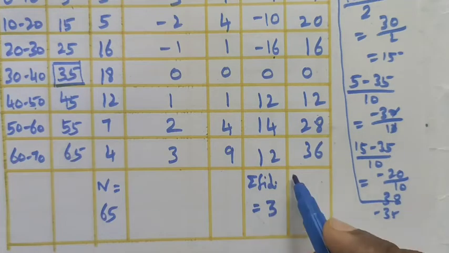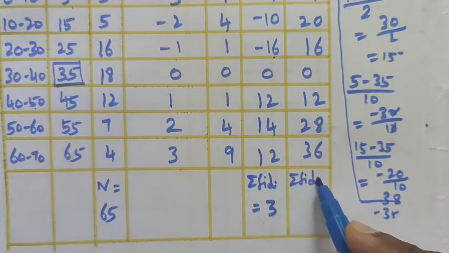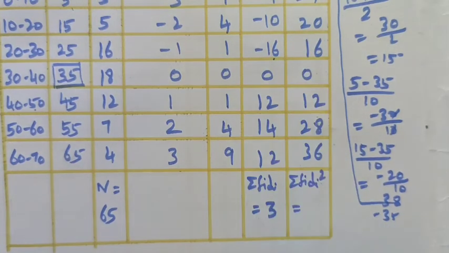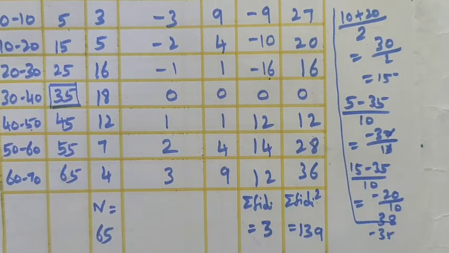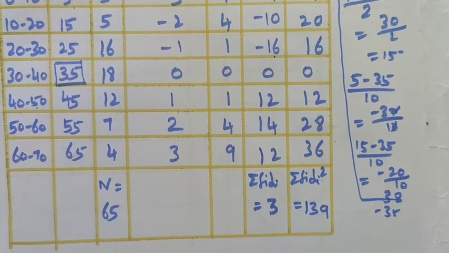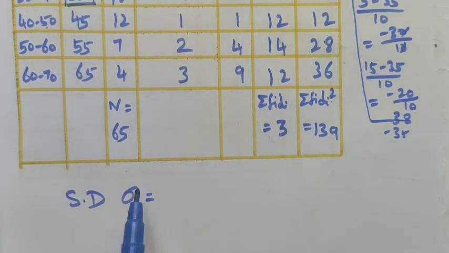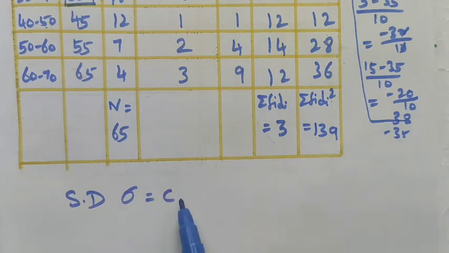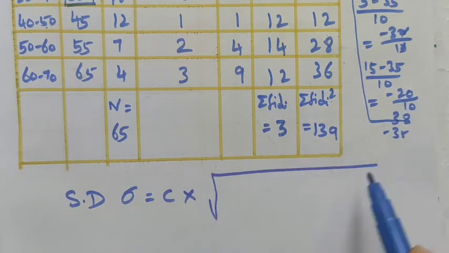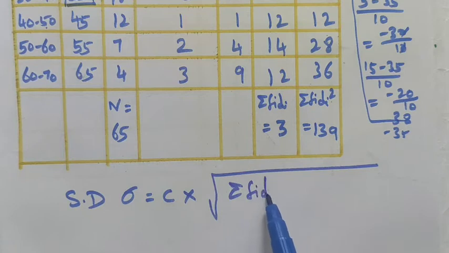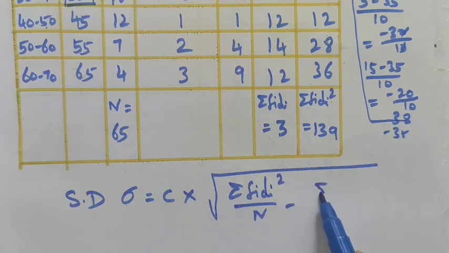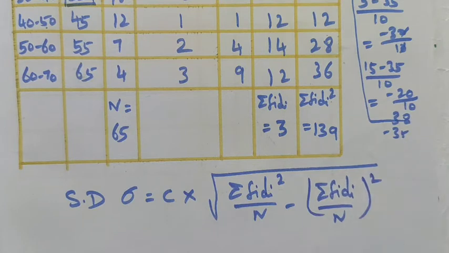Now we want to find the summation of fi di square, which is the sum of these values, equal to 139. Now we want to find out the standard deviation. Standard deviation sigma is equal to, we are using the step deviation method, don't forget, c into root of summation fi di square divided by n minus summation fi di divided by n, whole square.